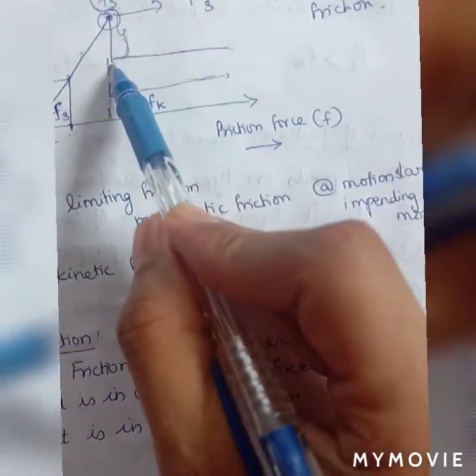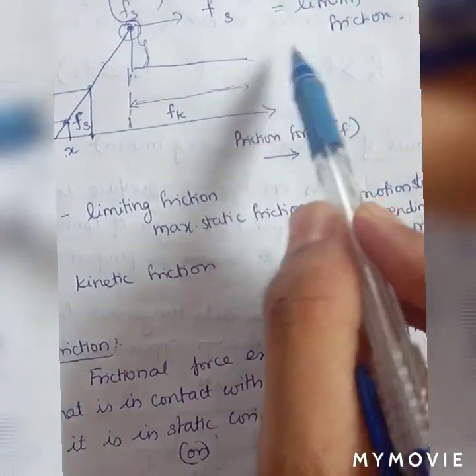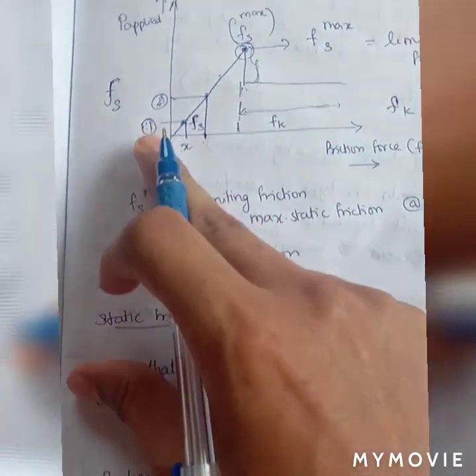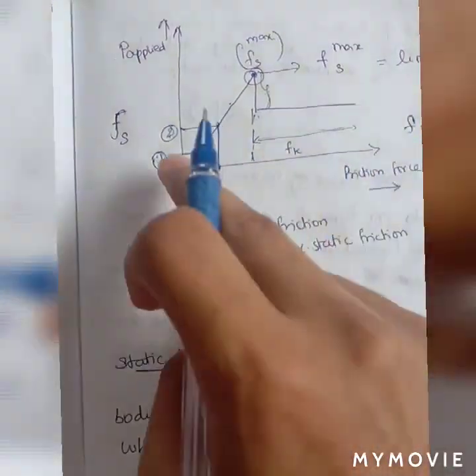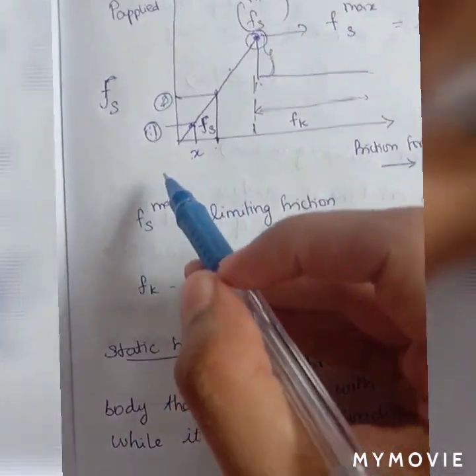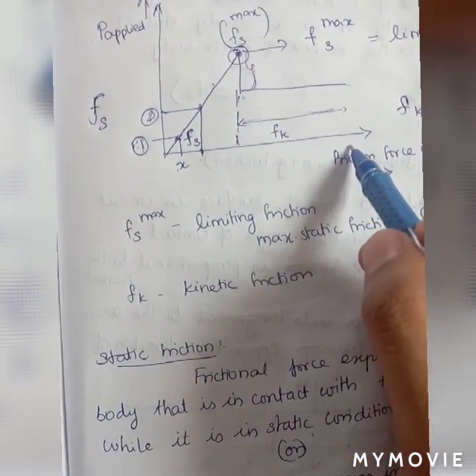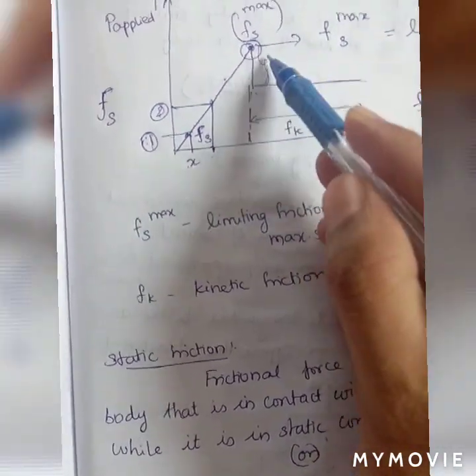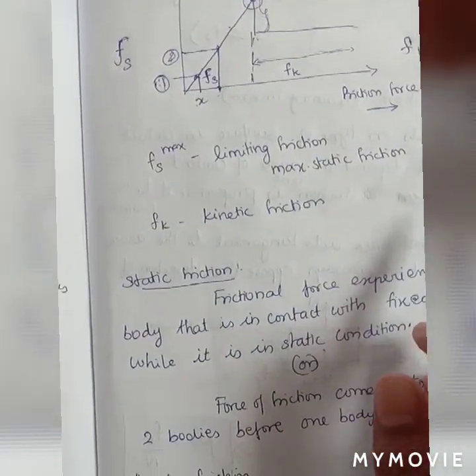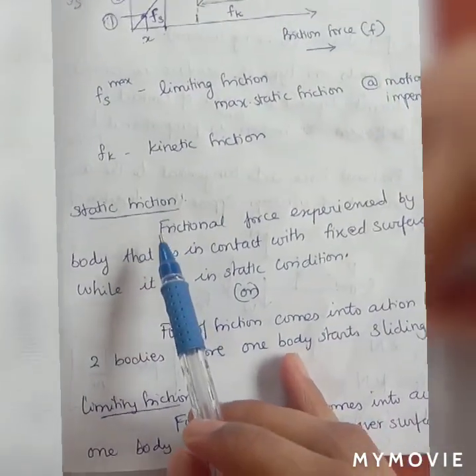So after the steady state is attained, the frictional force remains constant, which will be called kinetic friction or dynamic friction. So these are all the three frictions we are going to discuss. We have discussed this so far with the experimental procedure. One is your static friction and another one is your kinetic friction. The third one is the maximum static friction, what we call your limiting friction. Is that clear?